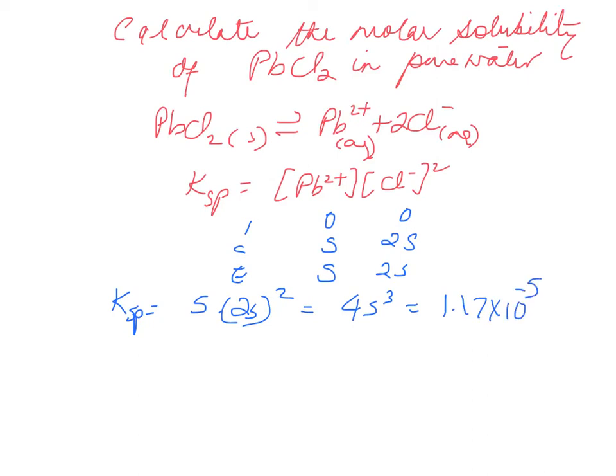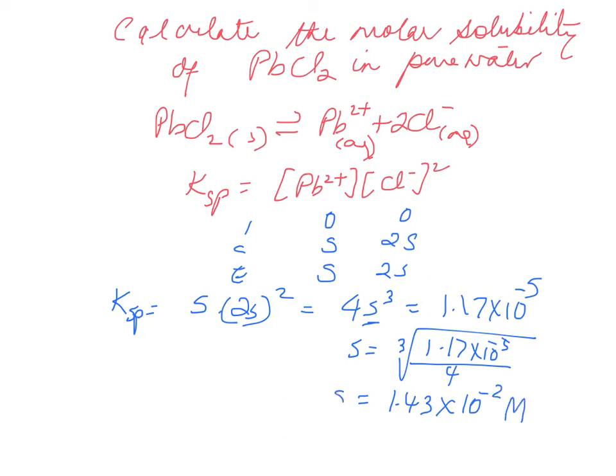And so now we basically solve for the solubility. So solubility is going to be equal to the cube root of 1.17 times 10 to the negative fifth over 4. So those are two steps again. I divided both sides of the equation by 4 first, and then I took a cube root, because it's a cube. That number comes out to be 1.43 times 10 to the power of negative 2 molar. So that's your molar solubility or molar concentration at equilibrium. Two ways to say the same thing.